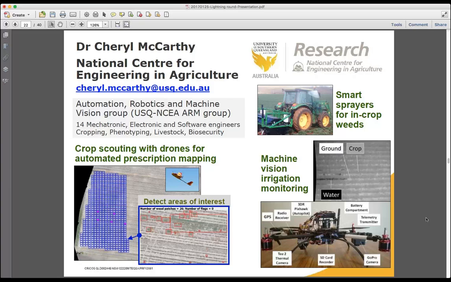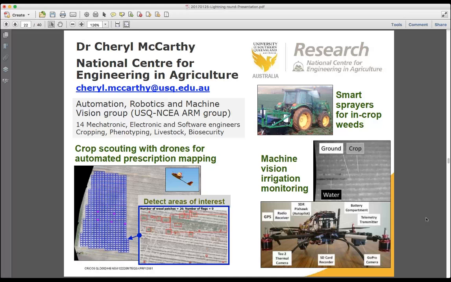I show here three project areas that we're working on at the moment. Top right, weed spot spraying systems. So low-cost cameras, we've developed edge shape analysis, texture analysis to detect green from green, so green weeds growing in a green cropping situation, and real-time processing at 15 kilometres per hour as the tractor's going along the crop row.